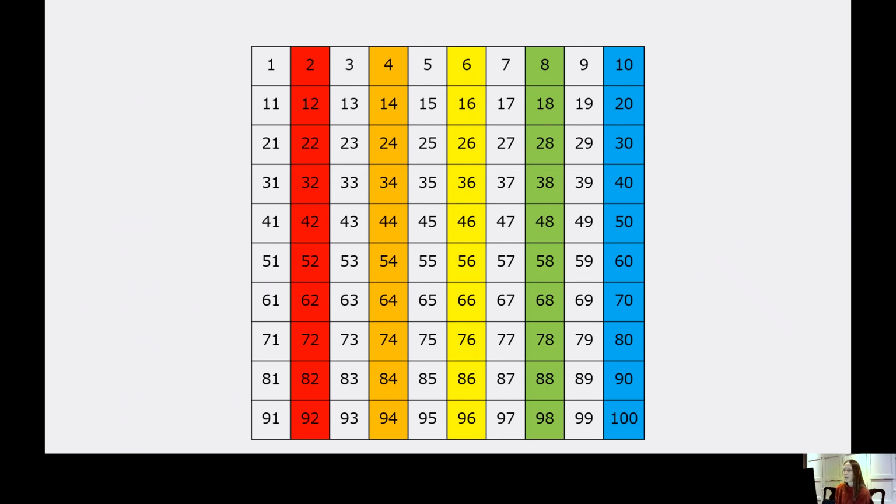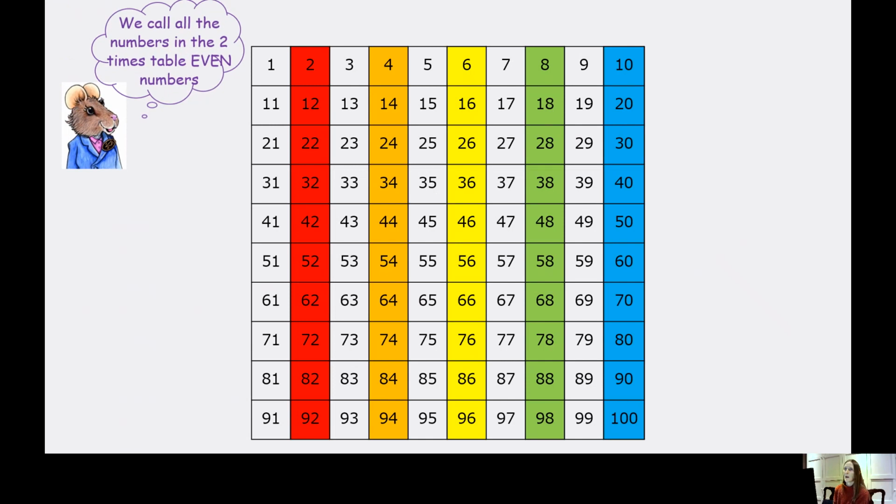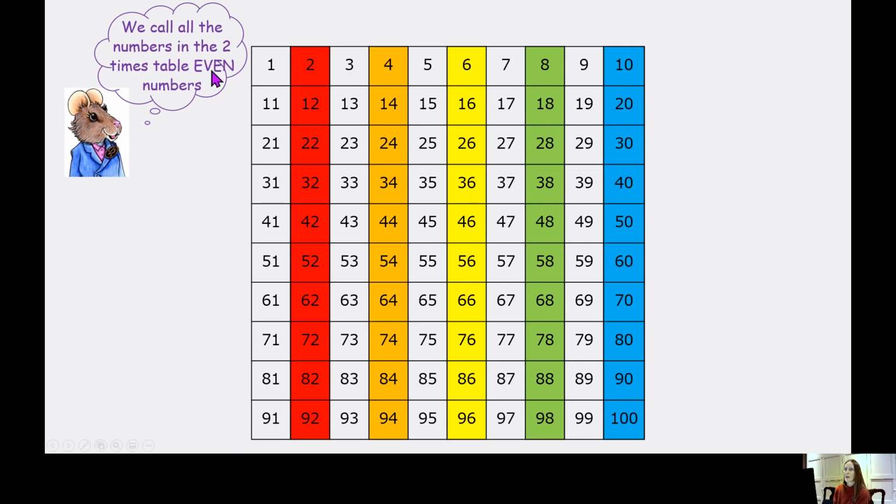So all of these numbers, there's a very special name that we use to describe all the numbers in the 2 times table. I wonder if you know what it is. And it might be that you do already know, but if you don't, here's Maureen to help us out. So all the numbers in the 2 times table, we call them the even numbers.